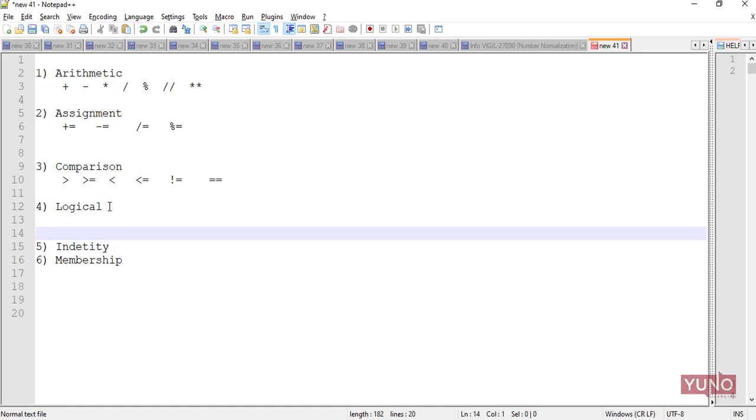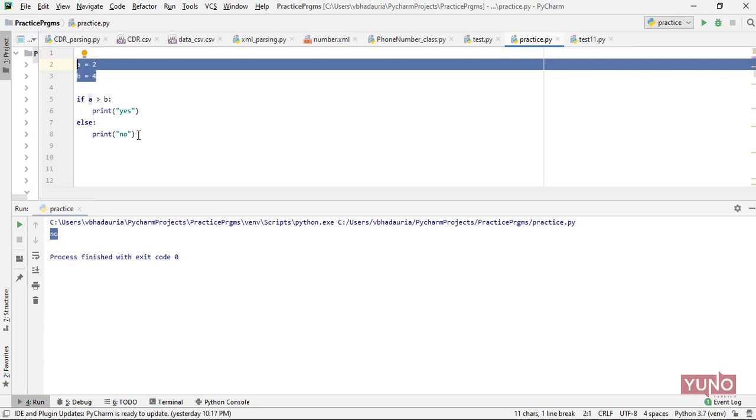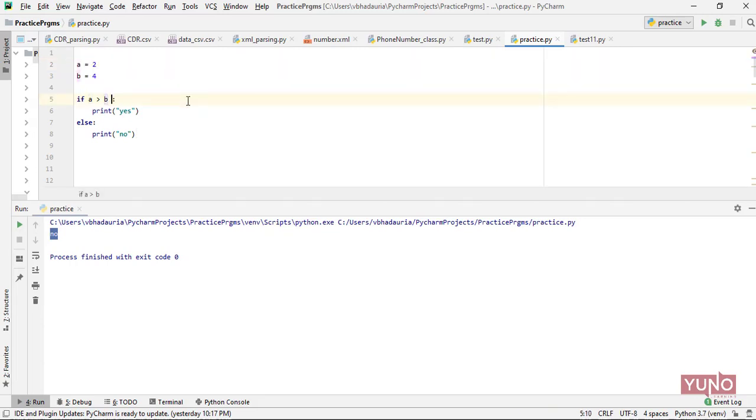Now I am going to tell you about the logical operators. The logical operators are mentioned as and, or, not. For example, I am checking that a is greater than b and a is not equal to 0. This determines that both the conditions should be true. A should not be 0, and a should be bigger than b, then only my answer should be yes, otherwise it should be no.